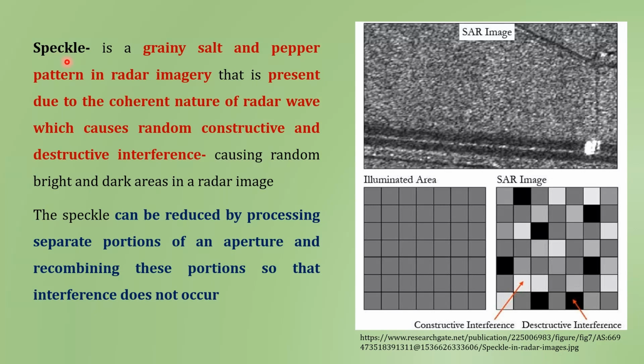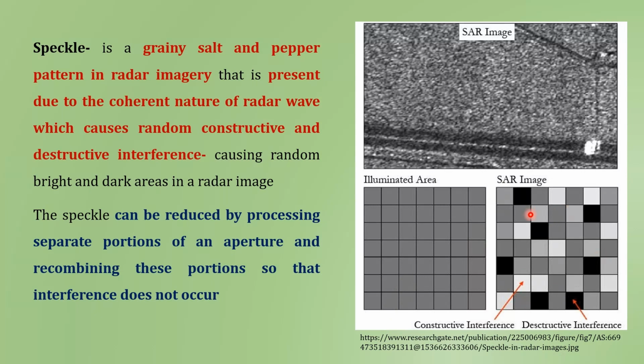So this speckle is a grainy salt and pepper pattern in the radar imagery, which is formed due to the coherent nature of the radar wave, which causes random constructive and destructive interference. In this image, these are the pixels which represent the illuminated area, and this is the SAR image generated from the data acquisition. We can see some of the pixels, because of the constructive interference, are brighter, while some of the pixels, because of the destructive interference, are darker.